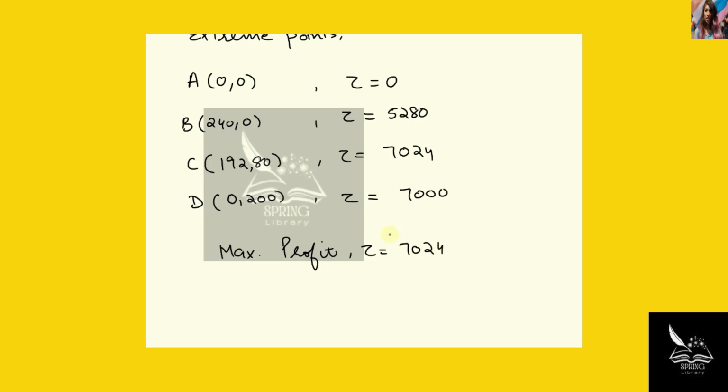And if we check the amounts of x1 and x2 for this maximum profit, we can see that x1 must be equal to 192 and x2 must be equal to 80 to give a maximum profit of $7024.